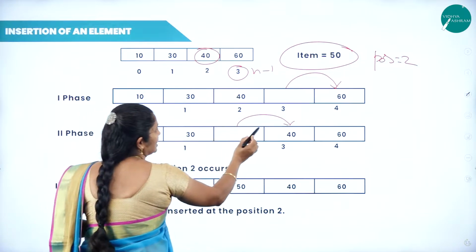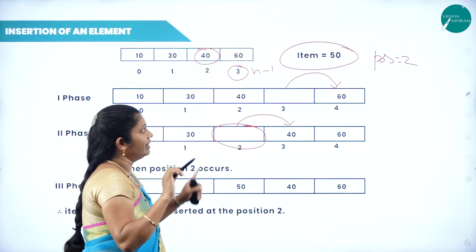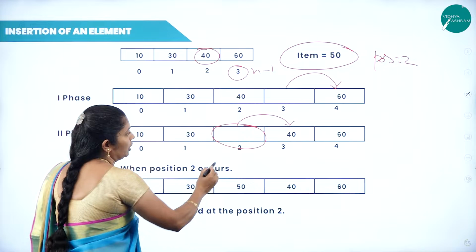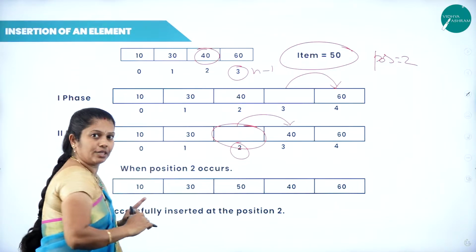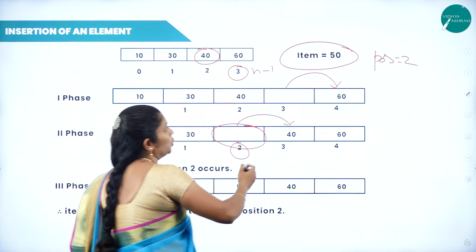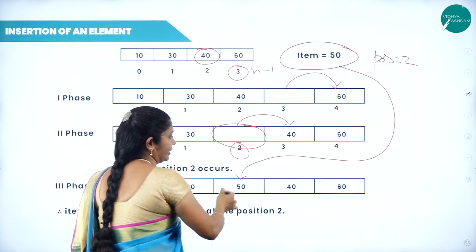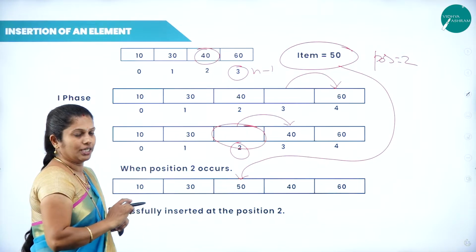Once the place is free, because we want to insert an element 50 at the position 2, now this position is free. Then afterwards, insert the new item, whichever item you want. Now insert that item to that particular position.